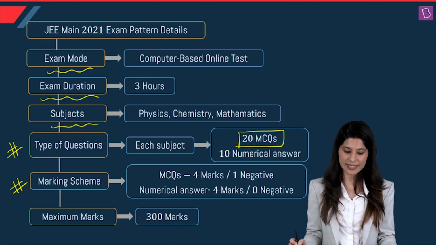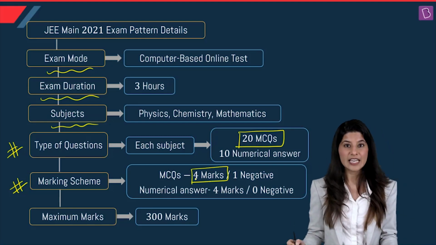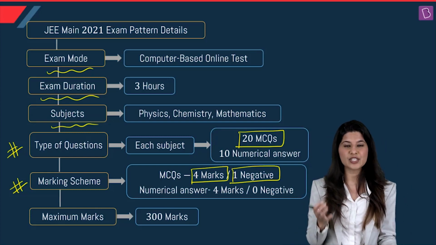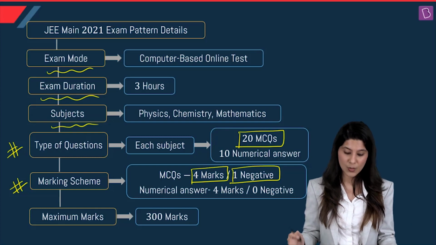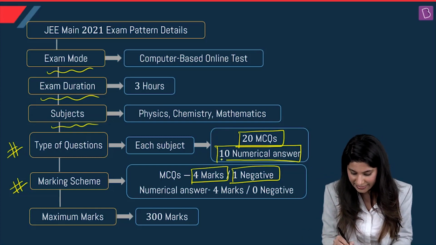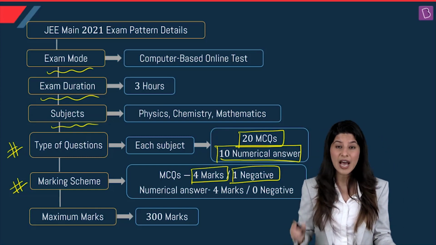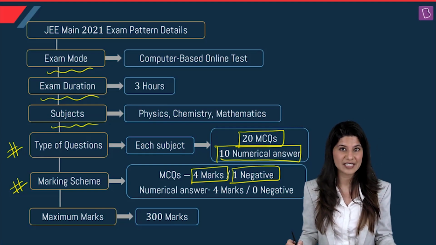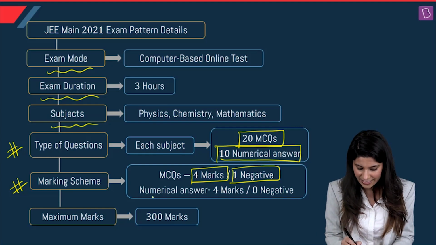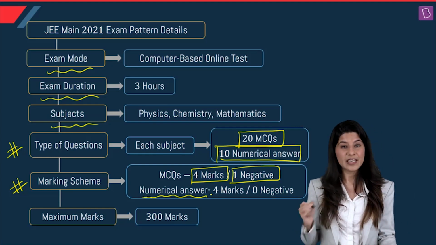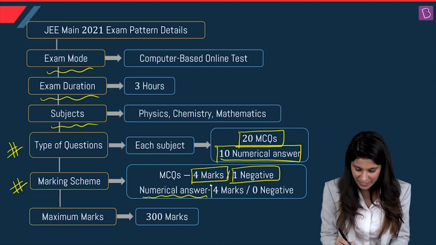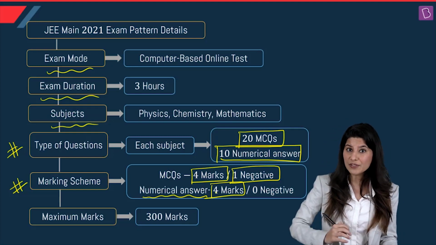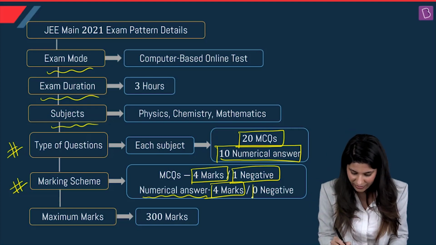If you do it correct, you get plus 4. If you do it wrong, you get minus 1. And if you leave the question, you get 0. What about section 2? Section 2 contained 10 numerical answer questions, out of which you have to attempt only 5. The marking scheme for numerical answers: if you do it right, you get plus 4, and if you leave the question or do it incorrectly, you get 0.